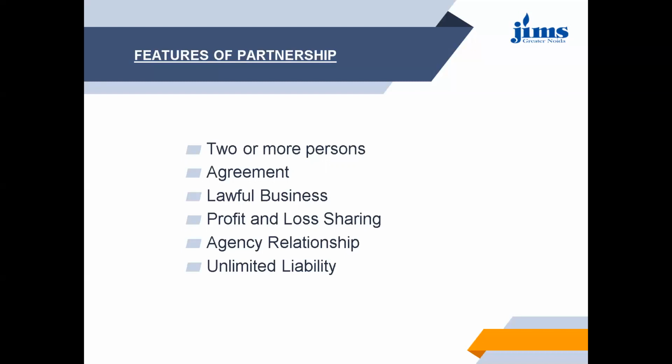Last feature is unlimited liability. All partners are jointly liable for all debts and obligations of the firm to an unlimited extent. So if the assets of the firm are not sufficient to meet the obligations to creditors of the firm, then the private assets of partners can be claimed. So in partnership also there is unlimited liability, as in the case of sole proprietorship.